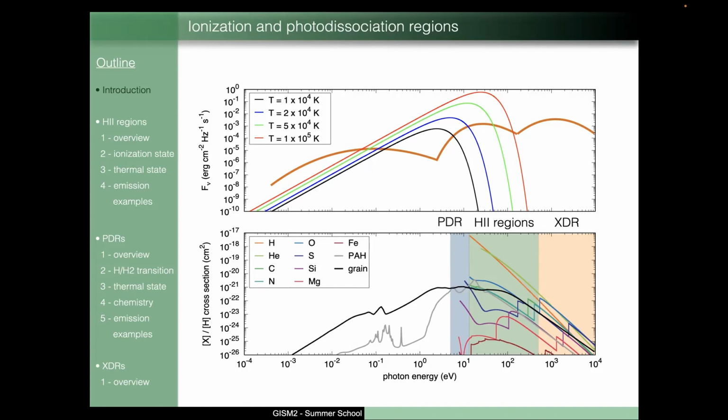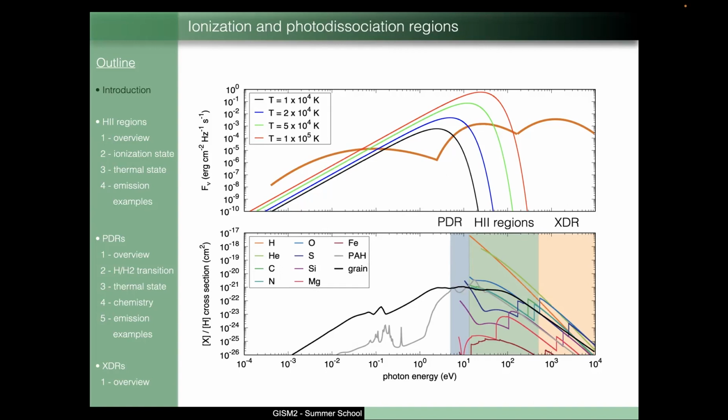The reason for this separation is due to 2 considerations. The first consideration is the impinging radiation field: what is the form and the intensity of the impinging radiation field? The second consideration is what is the main absorber of the region. This is what I'm showing here. On the top, I show you examples of black body radiation for temperatures between 10 to the 4 and 10 to the 5 K, and here is some kind of random radiation field, who cares?